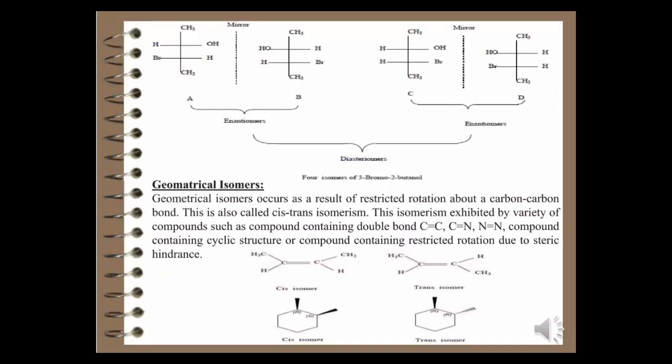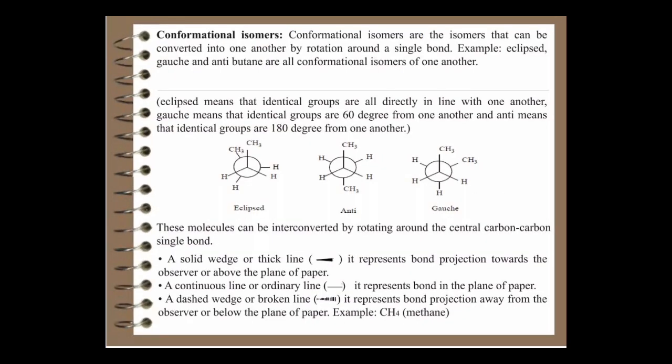Next, geometrical isomerism. Geometrical isomers occur as a result of restricted rotation about the carbon-carbon bond. This is otherwise known as cis-trans isomerism. This isomerism is exhibited by a variety of compounds such as compounds containing a carbon-carbon double bond, carbon-nitrogen double bond, and nitrogen-nitrogen double bond.